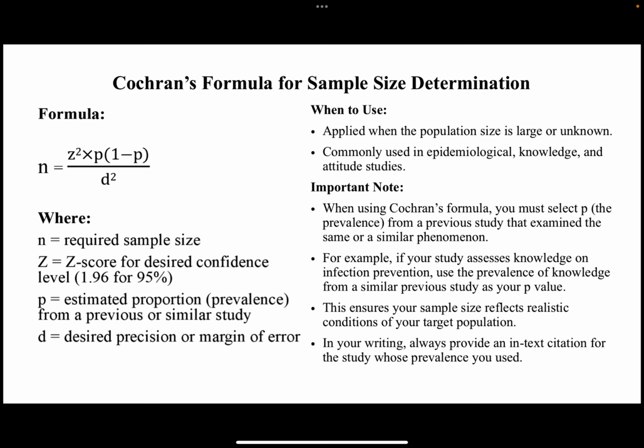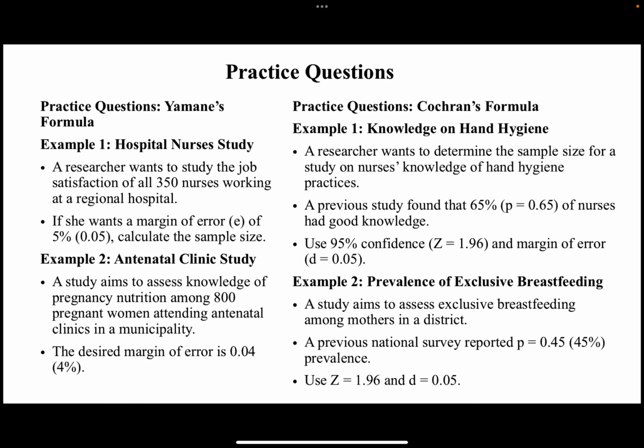Another example: let's say you are doing a study and one of the things you want to measure is prevalence, let's say prevalence of a certain disease. Look for another study that also measured prevalence. Then go to their results section and check their prevalence, the percentage. Was it 40%? Was it 30%? The moment you see the prevalence, you pick it and convert it into a proportion.